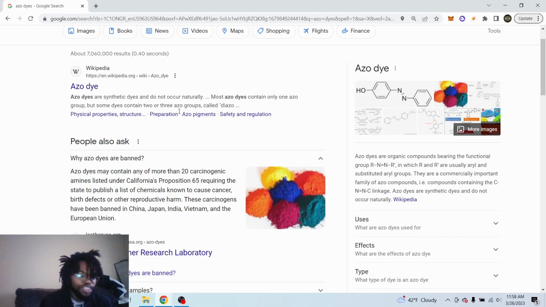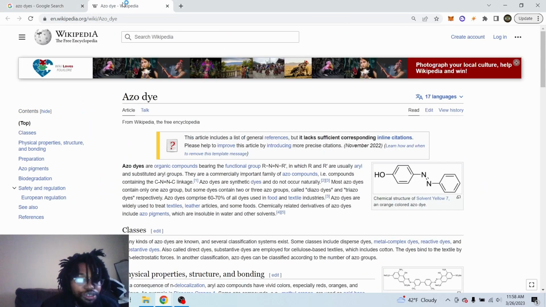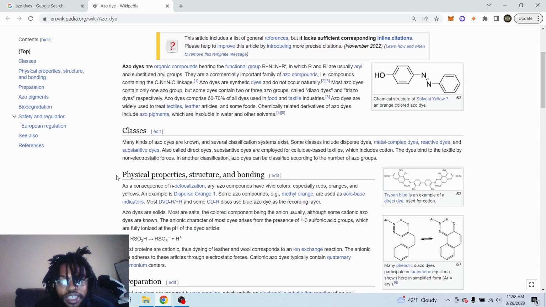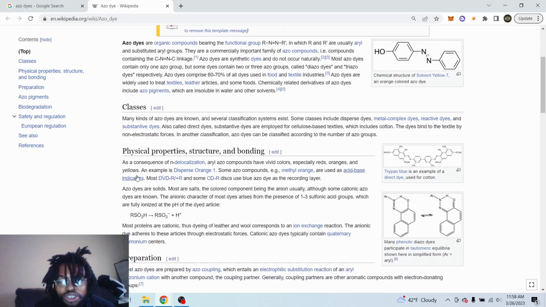Interesting. Now, that doesn't mean a lot to us, right? But what does mean a lot is that they're dyes. What I know, they're used in shirts and pants and clothes in general to give them color, right? So we're on Wikipedia here and it says exactly what we said earlier, but let's go ahead and skip to some important parts, right? Okay, so classes, physical properties, structure, and bonding.